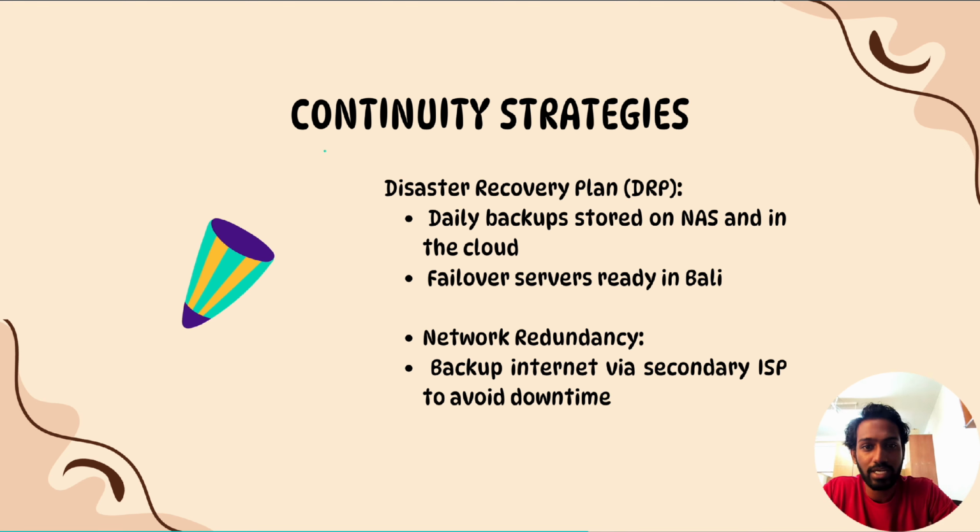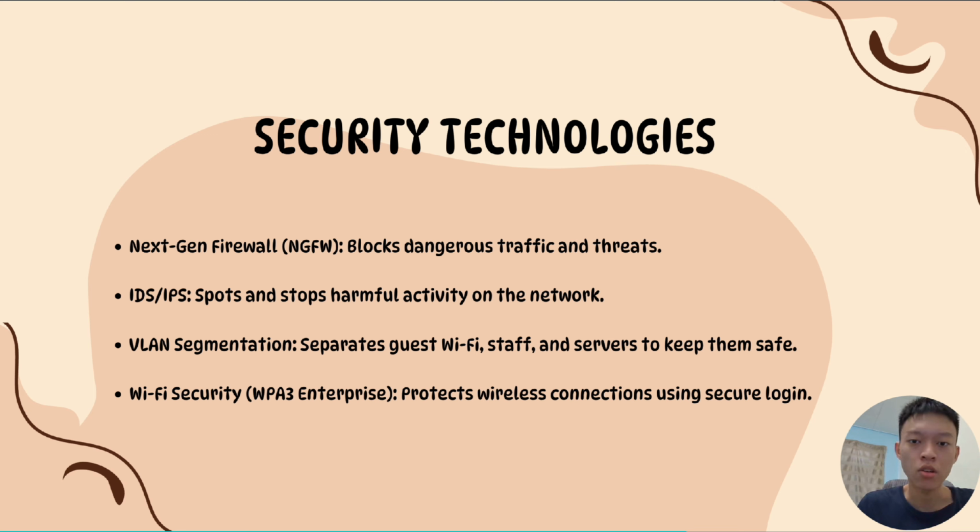For the security technologies used to protect a network, first, the next generation firewall helps block dangerous traffic and prevent cyber threats from entering the system. Then we have IDS or IPS, which stands for Intrusion Detection and Prevention System. These tools monitor network activity and stop any harmful behavior automatically.